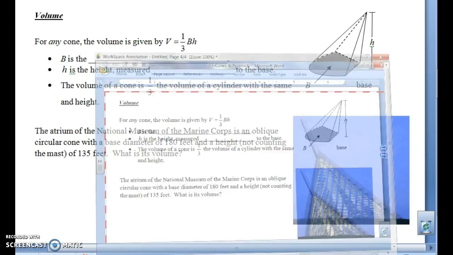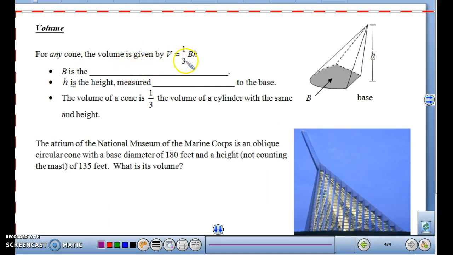Volume. For any cone, the volume is given by the formula V = 1/3 BH. Now this is on your reference sheet, so you have to know what those letters stand for. Just like we did with the prisms, B is the area of the base. You have to know the area formulas for whatever kind of base it is, and H is the height that is measured perpendicular to the base.